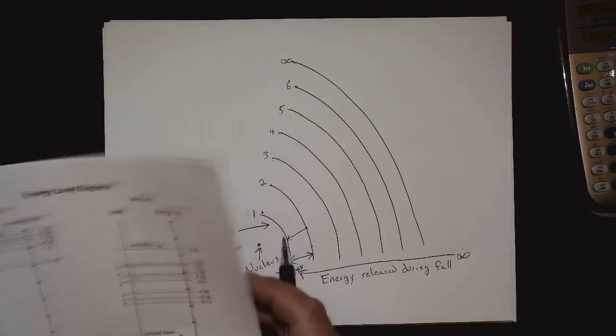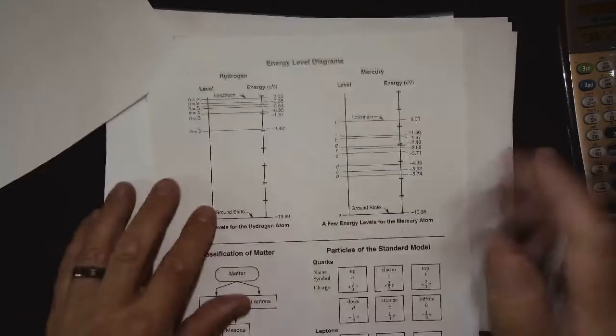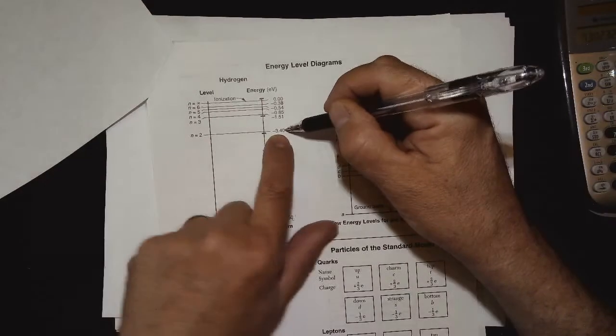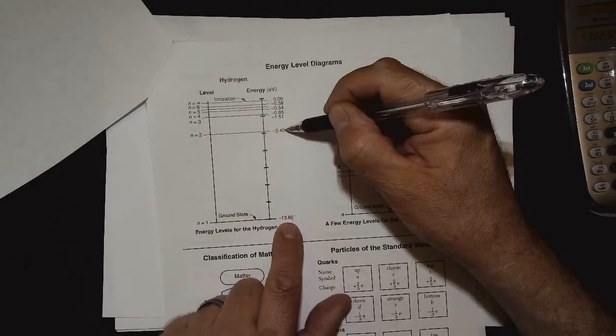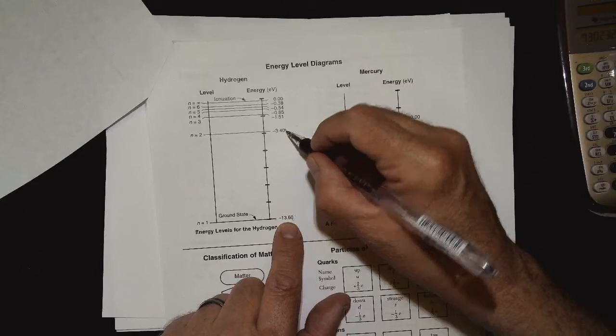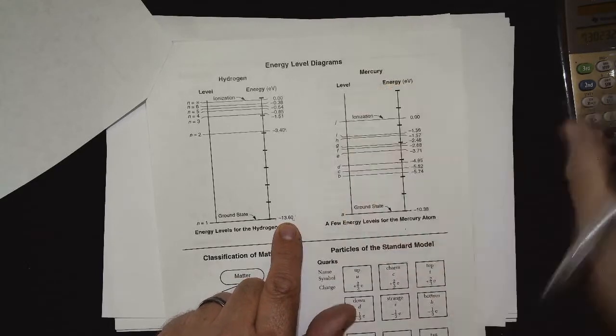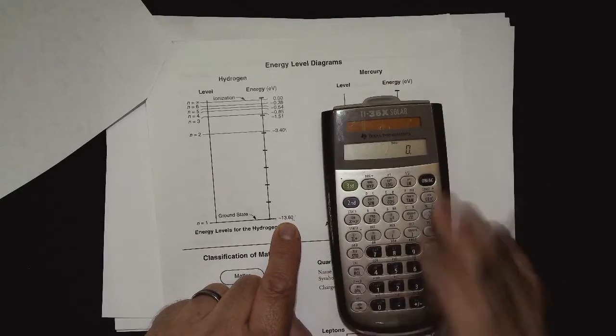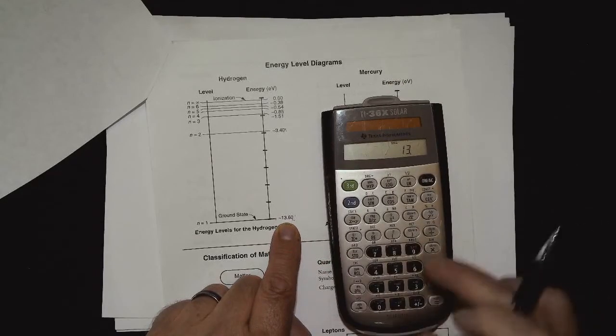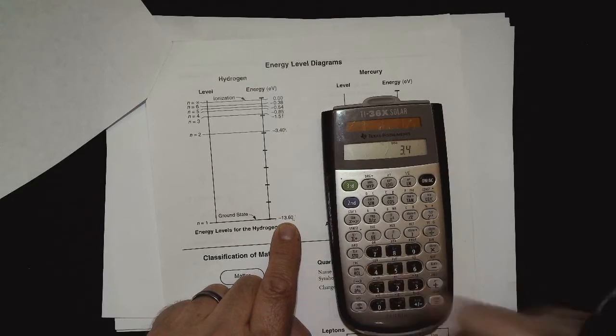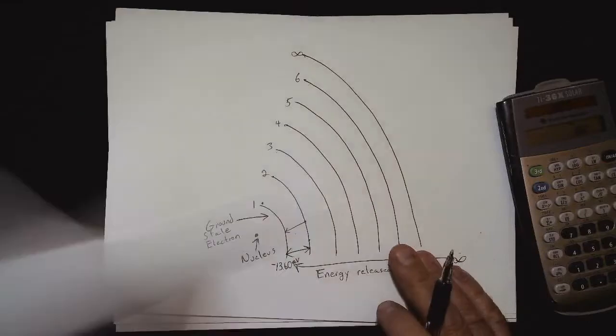Let's take a look at the energy level diagrams. Well, we have 13.4 EVs here. I'm sorry, we have 3.4 EVs here, and we have 13.6 EVs here. So what's the difference between them? Simple subtraction. 13.6 minus 3.4 gives you 10.2 electron volts.